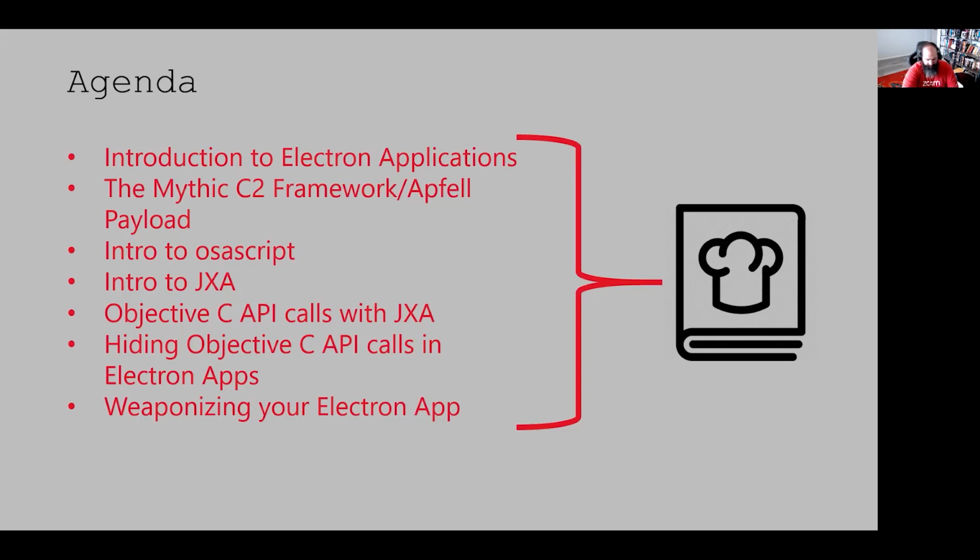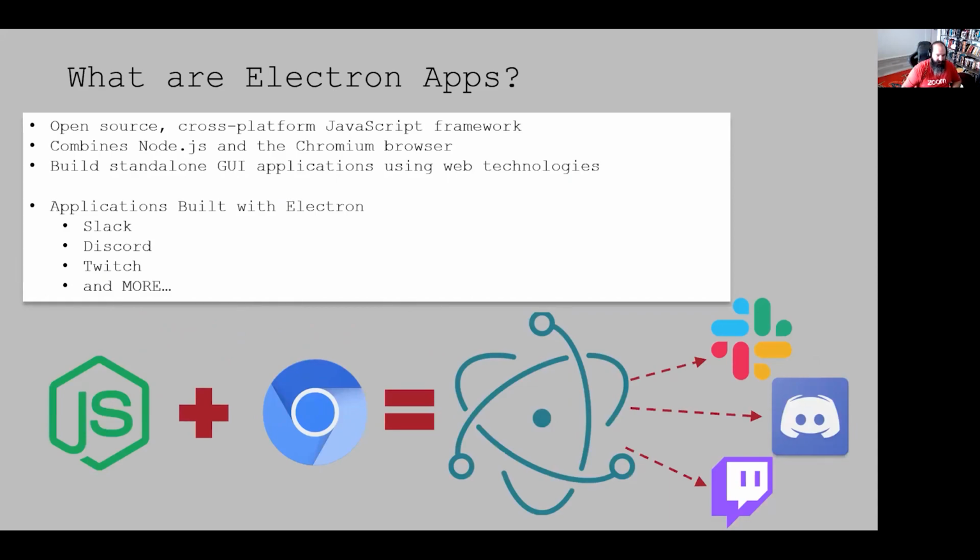from your Electron app. So let's start with what is Electron. It's an open source cross-platform JavaScript framework, and it combines Node.js and the Chromium browser. The Chromium browser is kind of like your platform for your graphical user interface. It's really cool technology. Doing some research on this, again, I was shocked by all of the applications that are built on Electron, from Slack to Discord to Twitch, and even Facebook Messenger that I don't have on here, but there are many more.